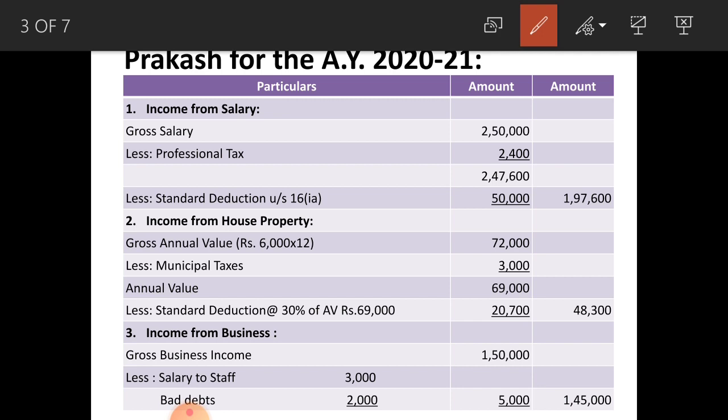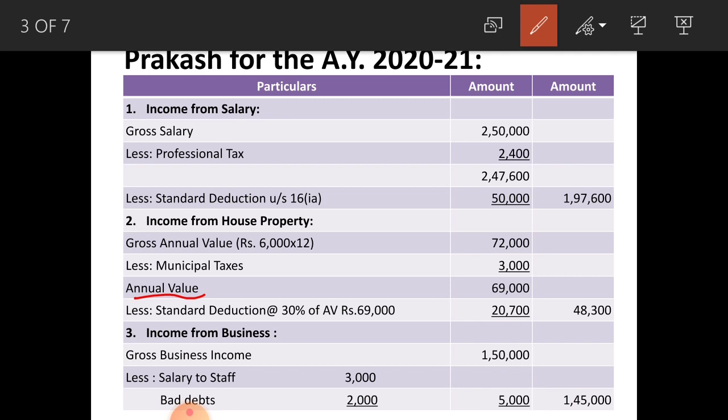Next one, income from house property. Gross annual value is given, that is, rent received by him is given, and no other information like fair rental value is given. That is why you have to consider gross annual value as the rent received. 6,000 per month into 12 gives annual value 72,000. From that, you have to deduct municipal tax paid by him, 3,000. You get net annual value as 69,000.